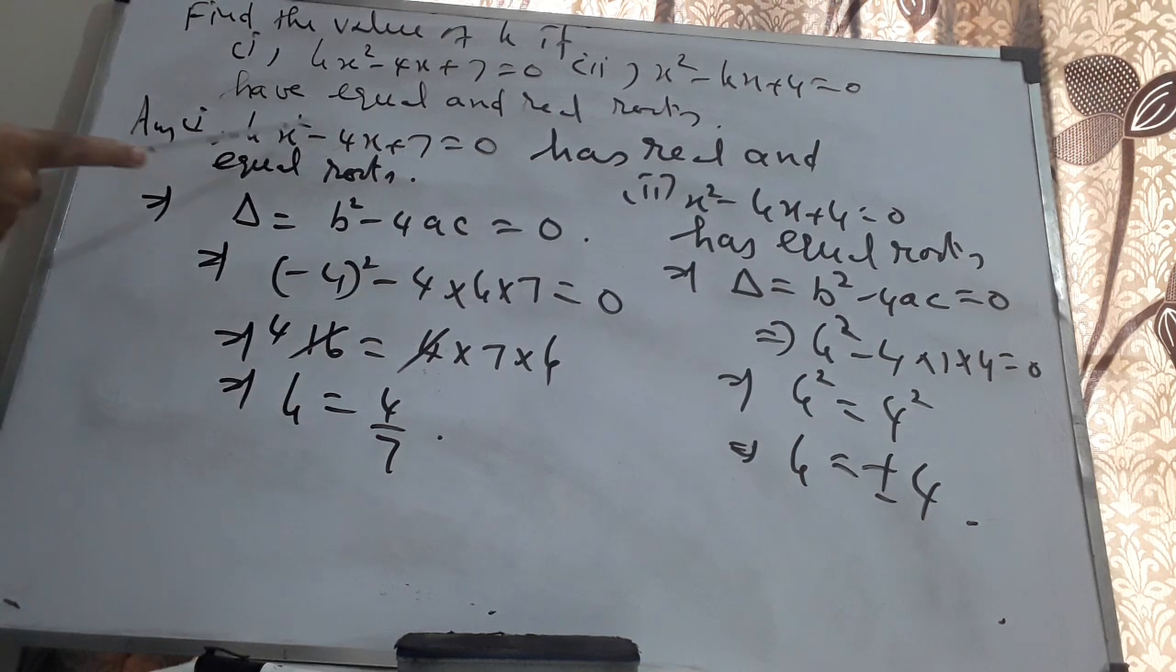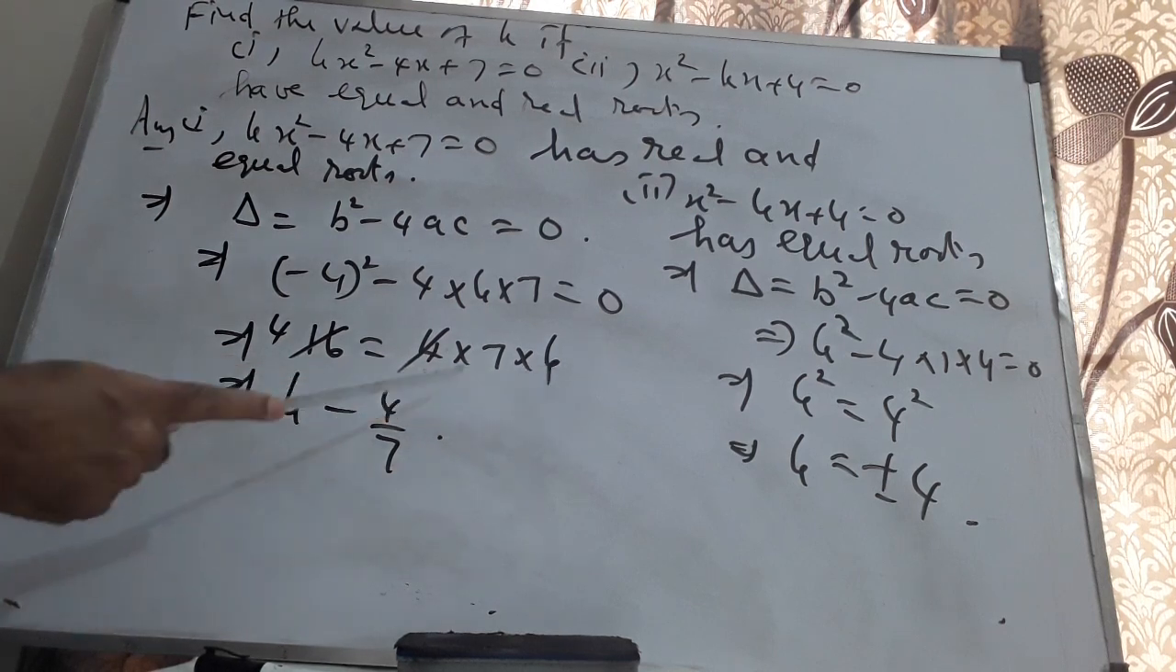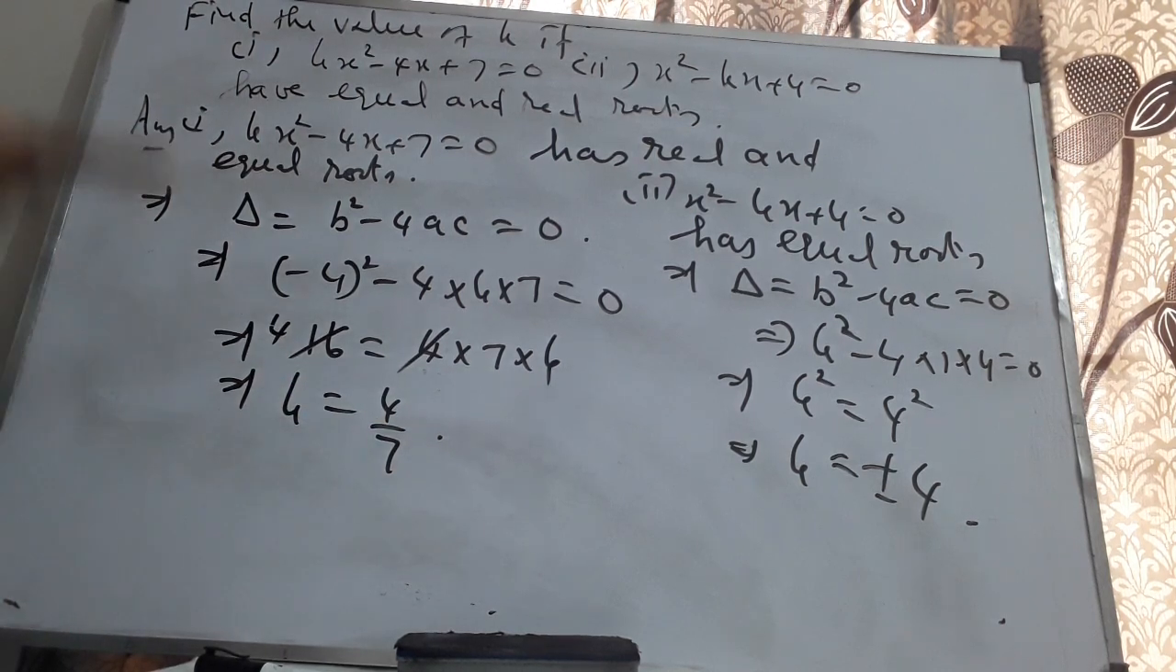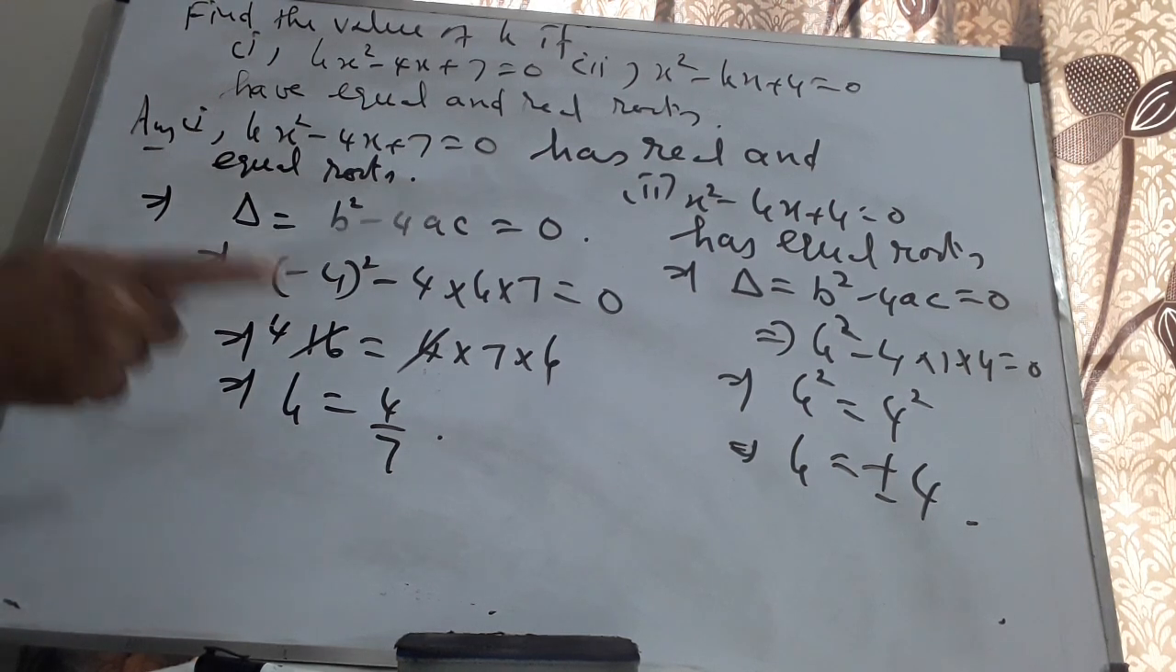For minus 4 the whole square minus 4 into k into 7 is 0. 16 is equal to 4 into 7 into k. The 4 gets cancelled, 16 by 4 is 4. Therefore, k becomes 4 by 7. The value of k should be 4 by 7 for the equation to have equal roots.